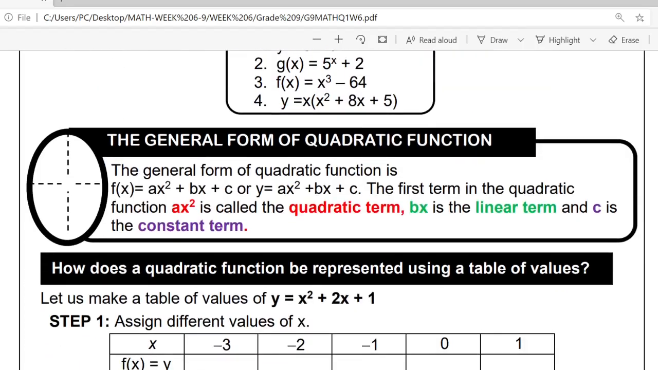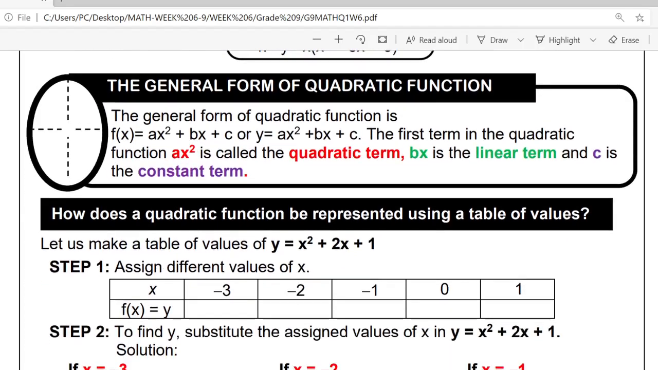Okay, so we have the general form of quadratic function. The general form of quadratic function, this one or this one. It can be written as f of x equals ax squared plus bx plus c, or y equals ax squared plus bx plus c.